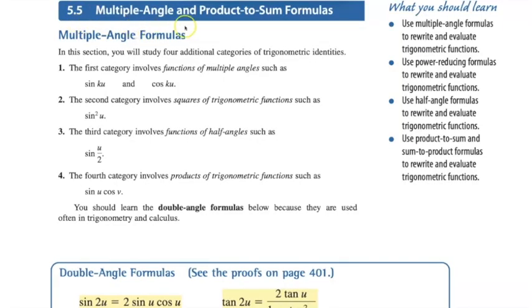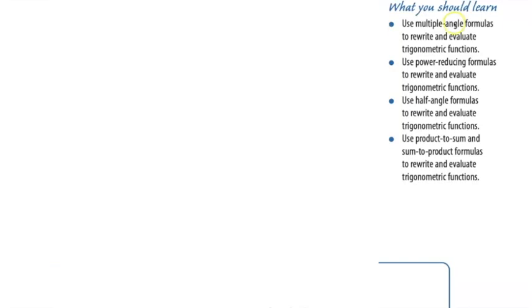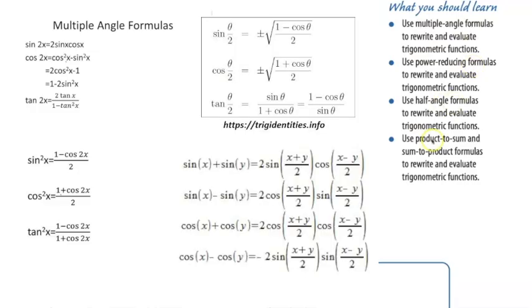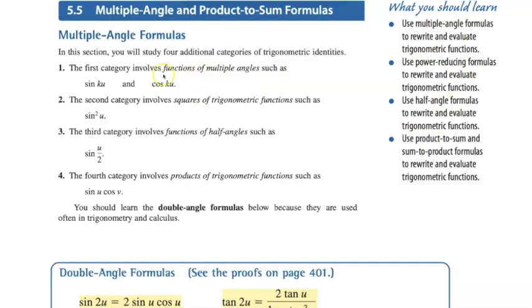Lesson 5.5, multiple angle and product of sum formulas. What you should learn: basically, we're going to learn about multiple angle formulas, power reducing formulas, half angle formulas, and products of sum formulas. We have the multiple angle identities we talked about before. We have the squared identities. We have the half angle identities, and we have the product identities. We're going to do a lot of them today.